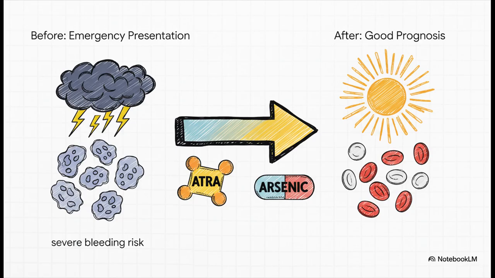And this is the beautiful paradox of APL. It presents as this terrifying medical emergency, but it's now one of the most curable forms of leukemia we have. And the reason is targeted therapy. This drug, all-trans retinoic acid, or ATRA, it essentially goes in and overrides that faulty PML-RAR alpha signal, and that allows the arrested blast to finally grow up and differentiate. It's really a landmark case of precision medicine at its best.